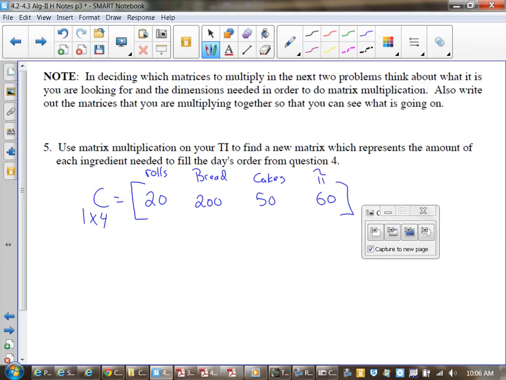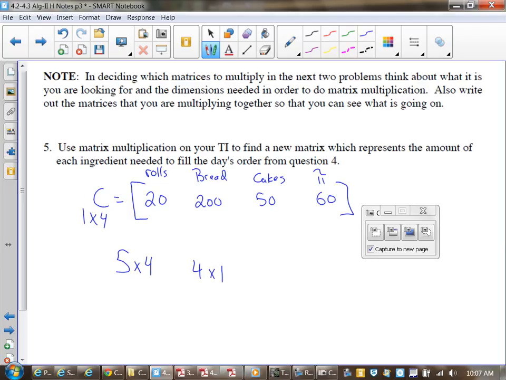How are we going to do that? Now, if our ingredients matrix is a 5x4, do you agree? My ingredients matrix is a 5x4, so what do I have to do to my order matrix? If I flip it, if instead of it being a 1x4 I create it as a 4x1, will that work? You do. Now look at what you have.